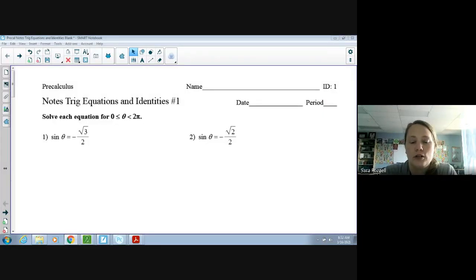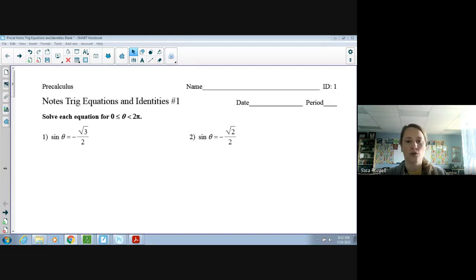So for this unit, we are going to do trig equations and identities. We'll have 4 learning days. So today, Thursday, and then the Tuesday after spring break and the Thursday after spring break. So those will be our 4 learning days, and then study guide and test. So your test, if you'd like to go ahead and write it down, is on April the 7th. April the 7th is going to be your test over trig equations and identities.